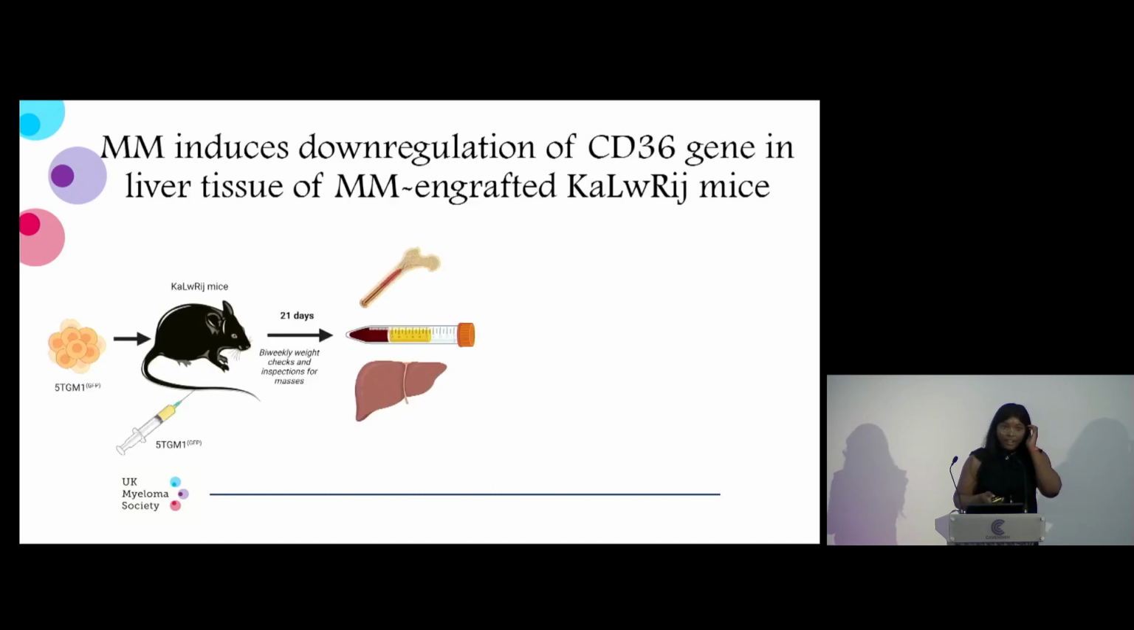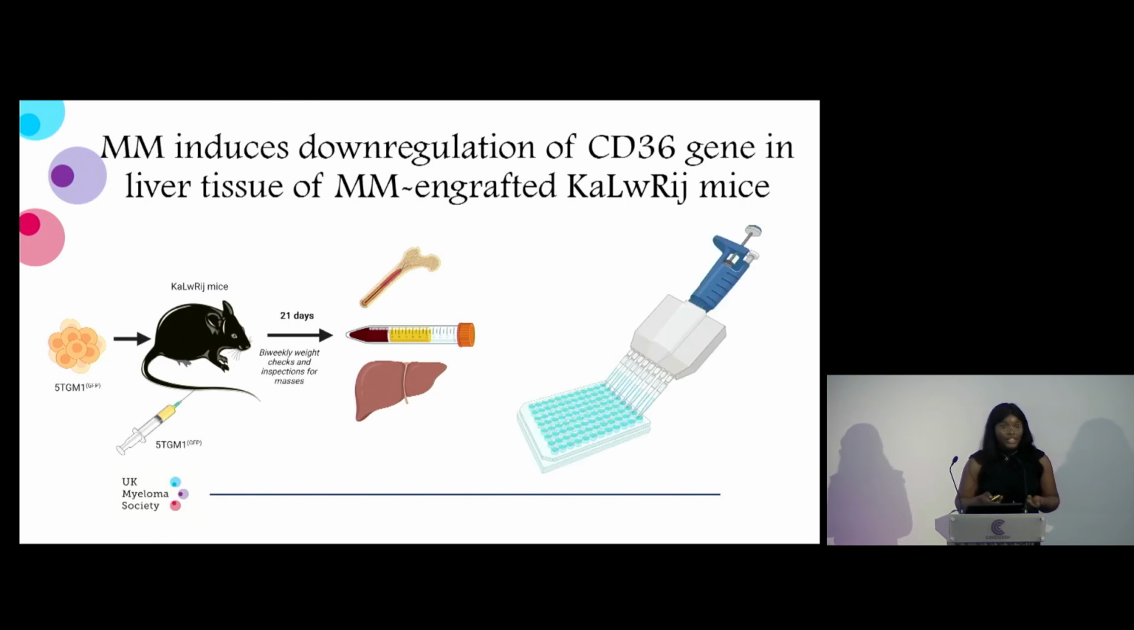Next, I wanted to see if I would find a similar finding using an animal model. And so for this, I used Caraj mice. So Caraj mice are a strain of mice that have a tendency to develop myeloma. And with these mice, I injected them with a myeloma cell line called 5-TGM1s. And after 21 days, I extracted the bone marrow, the serum, as well as the hepatocytes, as well as the liver tissue from these mice.